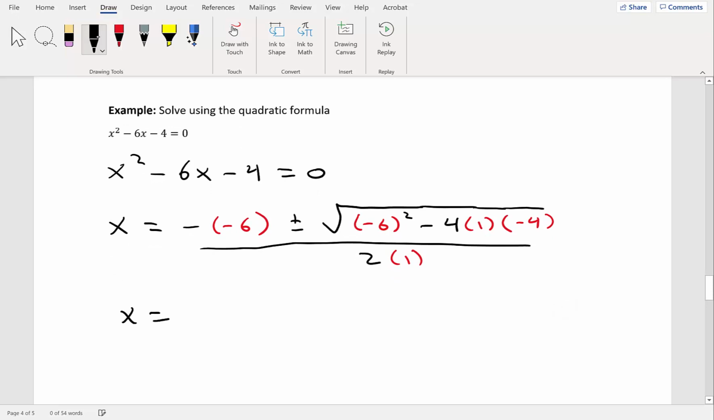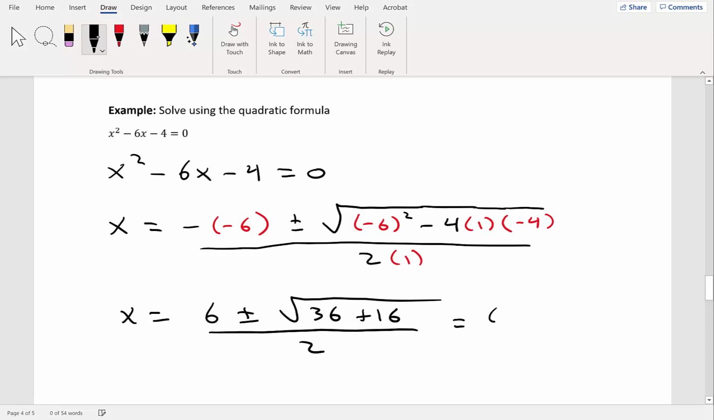Let's simplify. So negative 6 gives me positive 6, and I have plus or minus the square root of negative 6 raised to the second power gives me positive 36. Then I have negative 4 times 1, which is negative 4, times another negative 4, which gives me positive 16. I have all over 2. So this gives me 6 plus or minus the square root of 52 over 2.